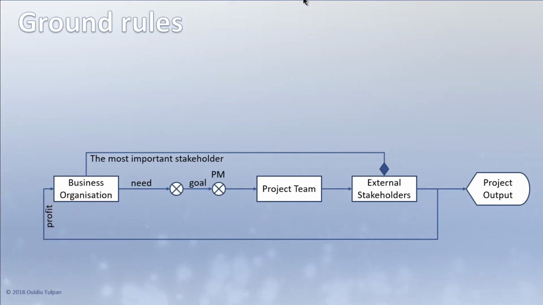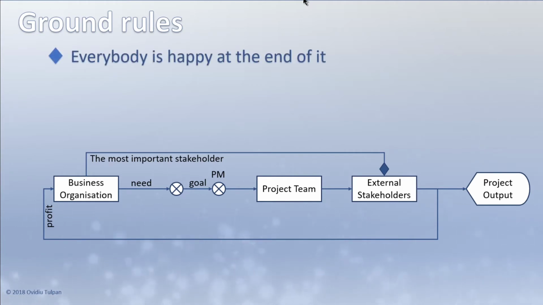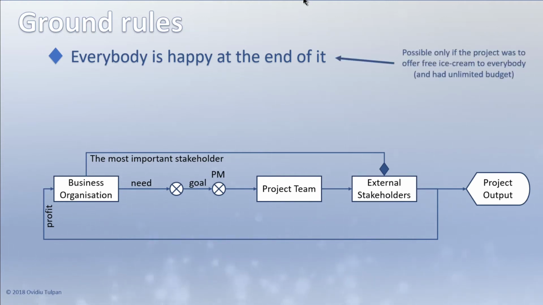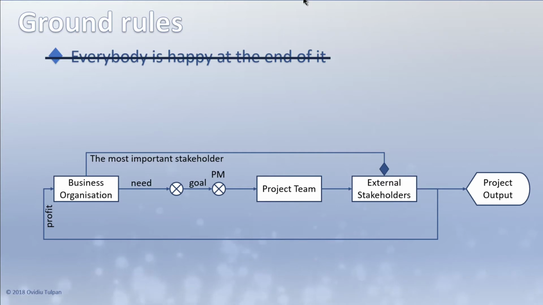Going back to the ground rules, one may say that a project is successful when everybody is happy at the end of it. This is only possible if the project was to deliver a free ice cream to everybody and had unlimited budget, but then hey, such a project will never come to an end anyway. For real projects, people may be happy just because it ended, but this is still not having anything to do with the success of the project, of course.